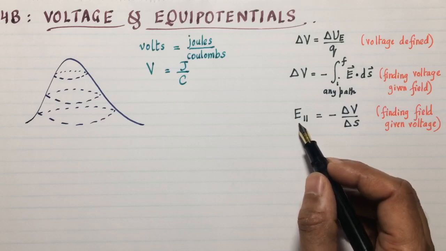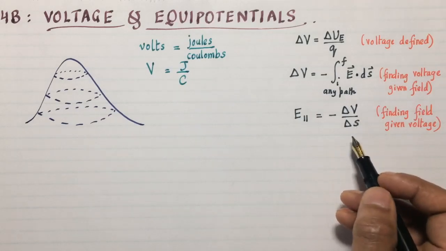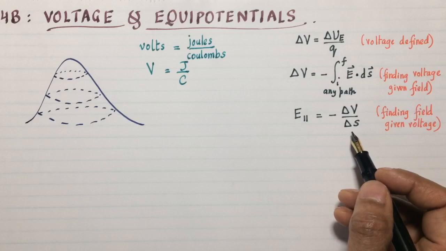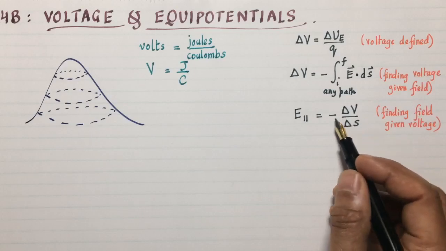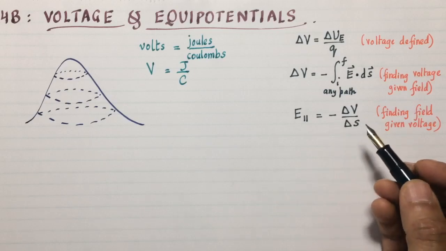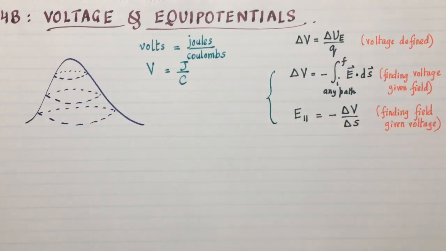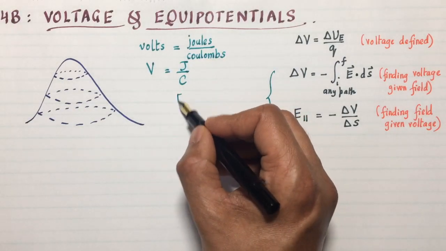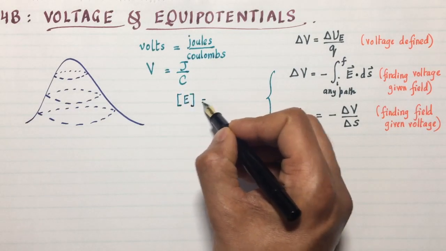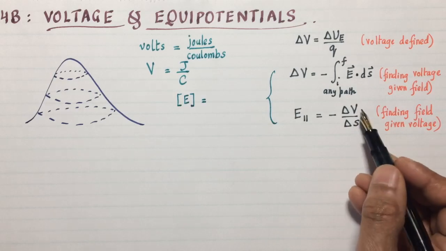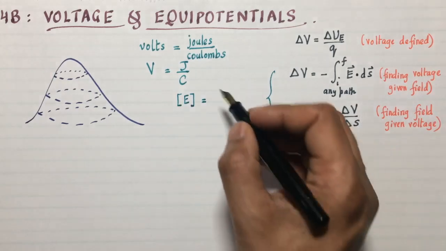The last thing we saw in the previous video was how to find the parallel component of the electric field. That's given by the change in voltage over the change in displacement along the parallel component, with a negative sign also. Either of these two equations can be used to get new units for the electric field itself. The electric field is given, in terms of voltage, as volts per meter.